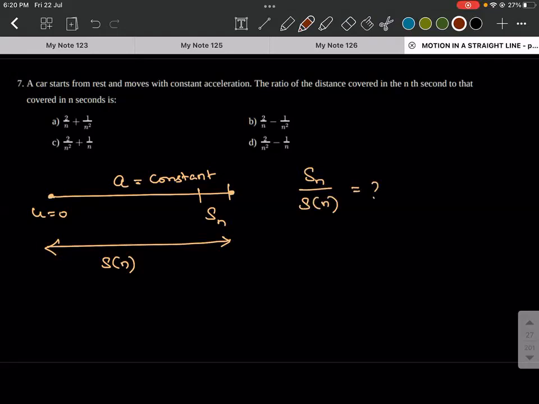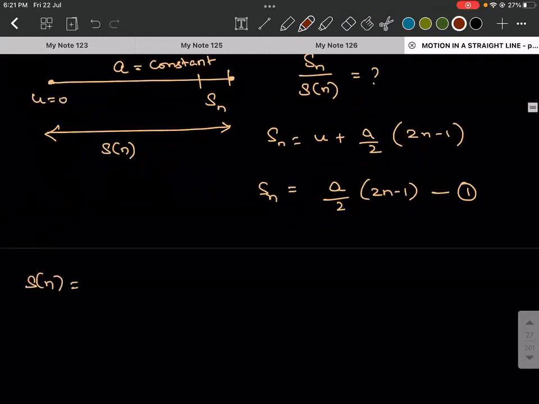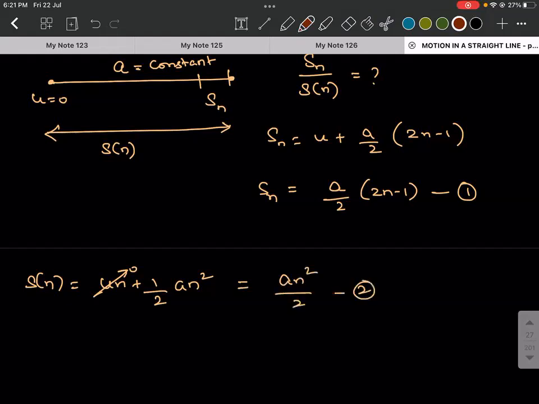For that, Sn, what is the formula? U plus A by 2 into 2n minus 1. So U is how much in this scenario? It starts from rest. So U is 0. So this is going to be A by 2 into 2n minus 1. This is Sn. Let this be equation number 1. What is S of n? Un plus half into an square. But un is again 0. So this will be an square divided by 2. This is equation number 2.